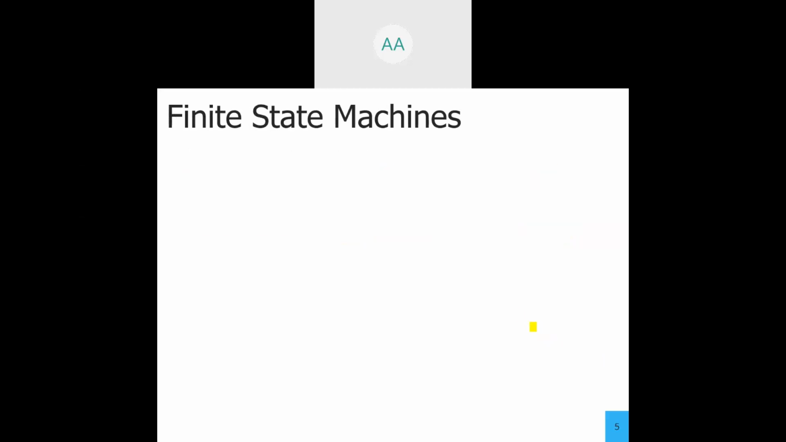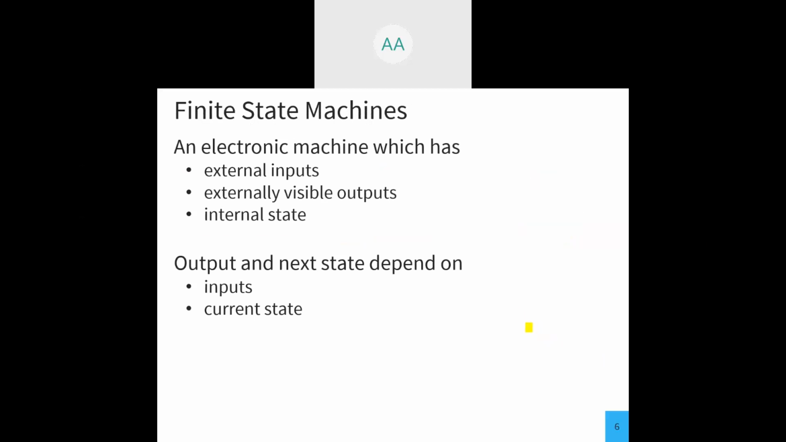Before starting, we need to know what a finite state machine is. The finite state machine is an electronic machine which has external input, externally visible output, and internal state. So we can't see the internal state, we can see only the external inputs and externally visible outputs. And the output and the next state can depend on the inputs and the current state.